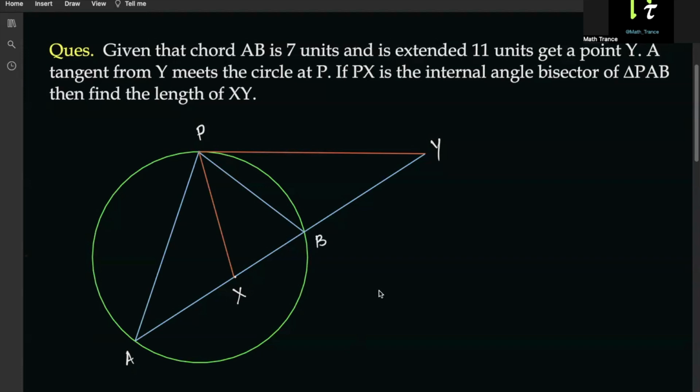Given that chord AB is 7 units and is extended 11 units to get a point Y, a tangent from Y meets the circle at P. If PX is the internal angle bisector of triangle PAB, then find the length of XY. So I would appreciate it if you would give it a try and then let's see how to solve it. Take your time, pause the video.